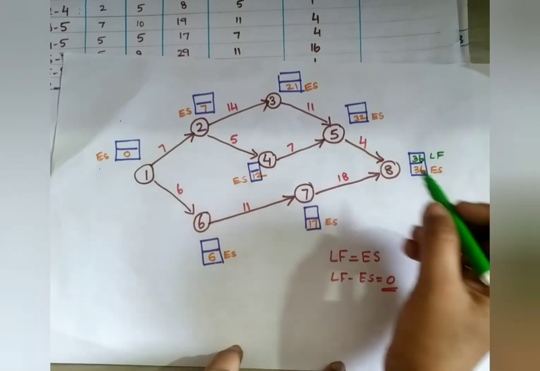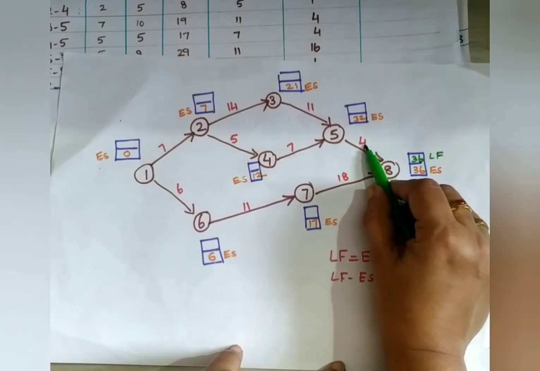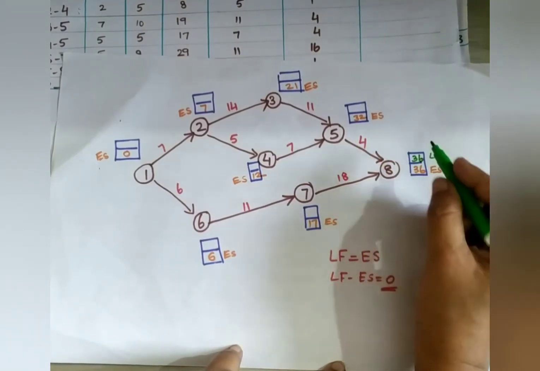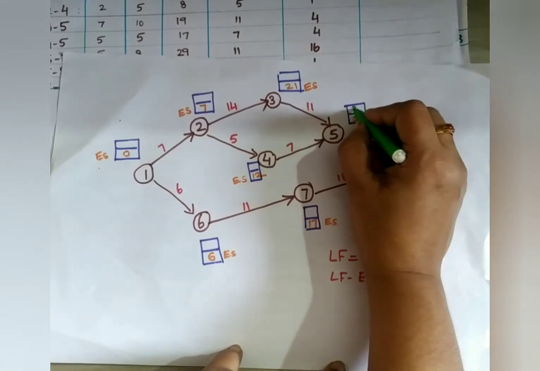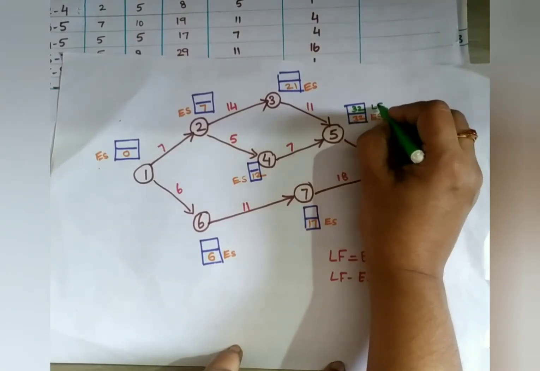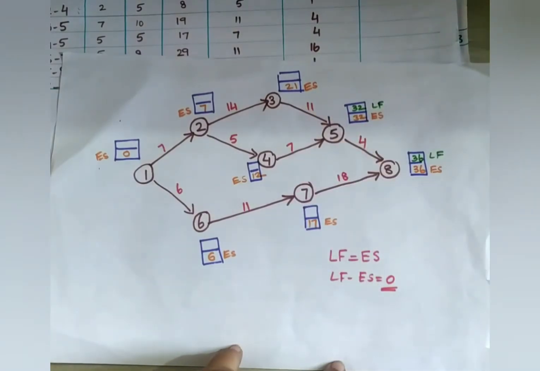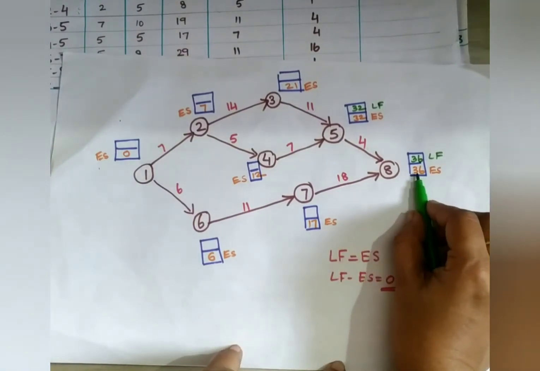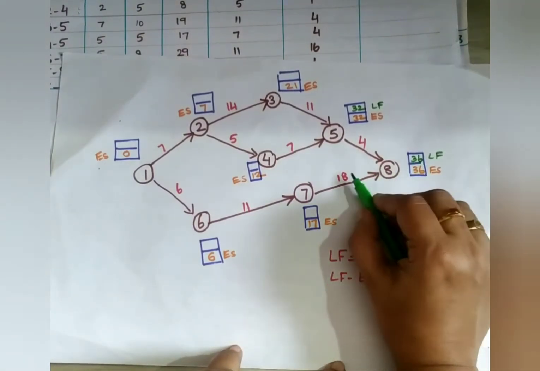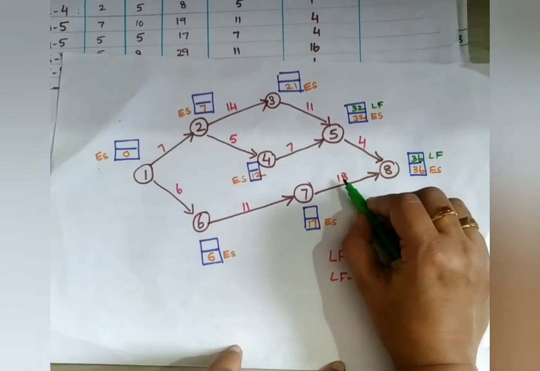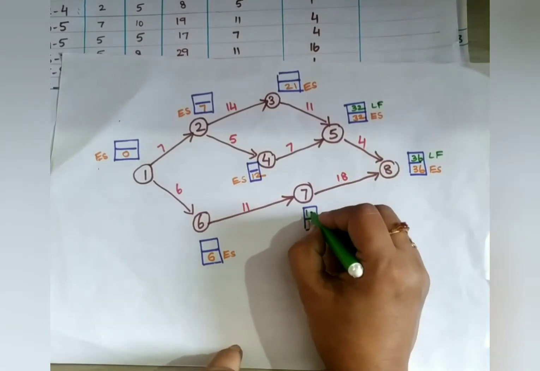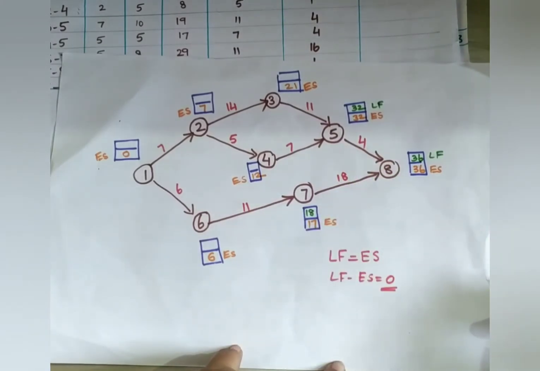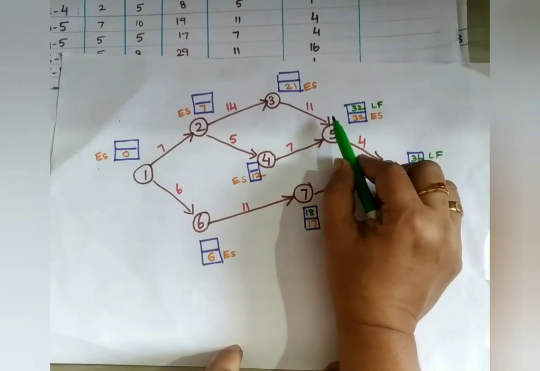So we are moving back. 36 minus 4. What is 36 minus 4? It is 32 itself. So I am writing here 32. My LF is 32, sorry. And next here, 36 minus 18. 36 minus 18 is 18 itself. I'm writing 18. Okay. Next, where will we go?